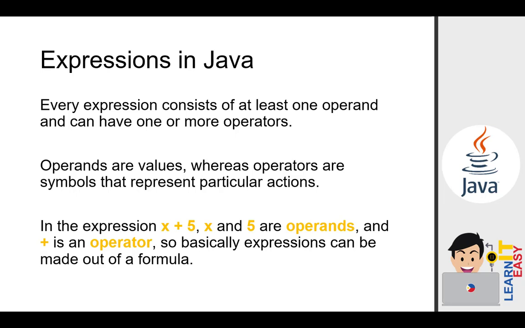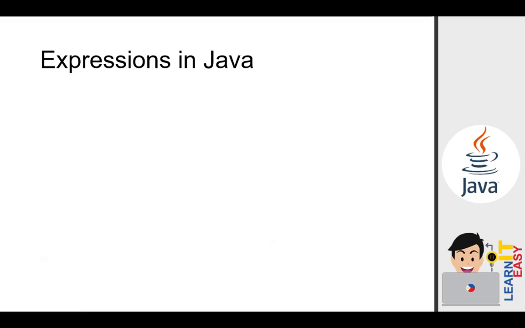So kapag sinabi natin x plus 5, ang tawag natin sa kanila ay expressions. Okay? Ito, yung x plus 5 expressions. Yung mga inputs natin like yung variable x at yung 5, sila naman yung tinatawag nating operand, while yung addition o yung plus symbol na nandito is yung tinatawag nating operator. Just like what we discussed last time during chapter 4.